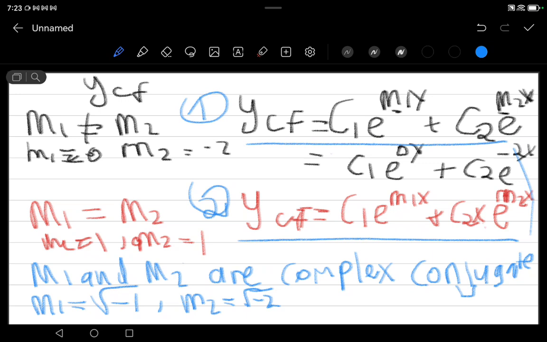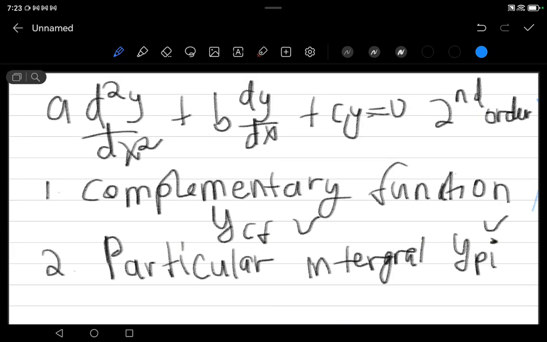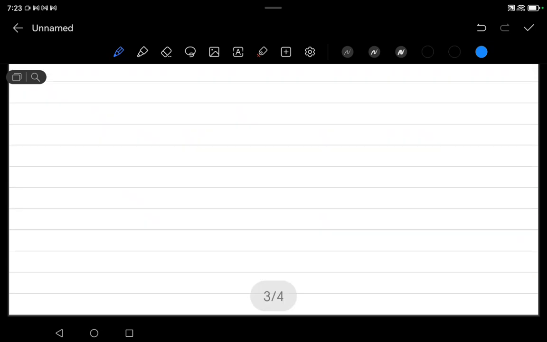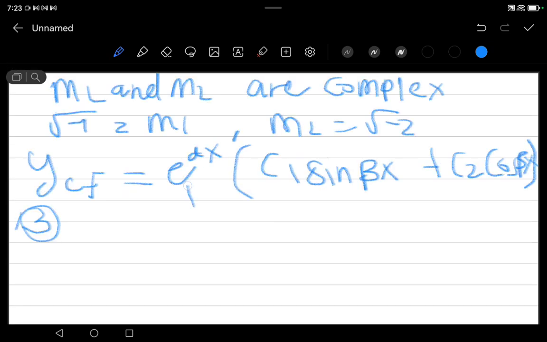Okay, remember I said our main objective here is to get what? The complementary function and the particular integral YPI. So this is how we're going to get YCF. We check by m. If m1 is not equal to m2, this is our complementary function. If m1 is equal to m2, this is our complementary function. And if m1 and m2 are complex, when we get a negative square root answer, this is our complementary function: e to the power of alpha x into C1 sine beta x plus C2 cos beta x. So this is how we're going to get YCF.